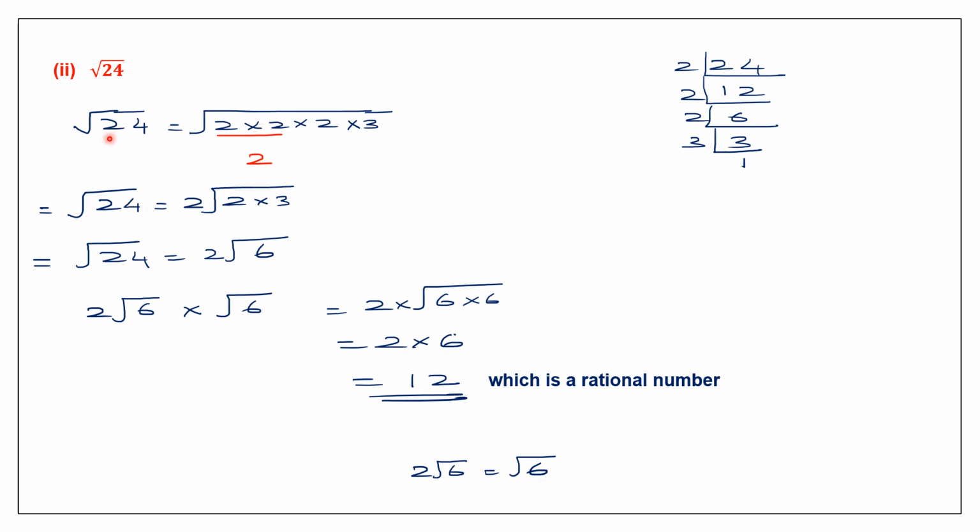So here what did we do? We found the prime factors and we put it in this form. So root 24 is equal to 2 root 6, and then we multiplied root 6 into root 6. And then when we multiplied, we got 12, which is a rational number. And so we know 2 root 6, the rationalizing factor for this is root 6.